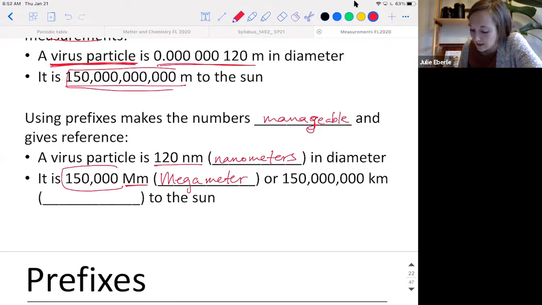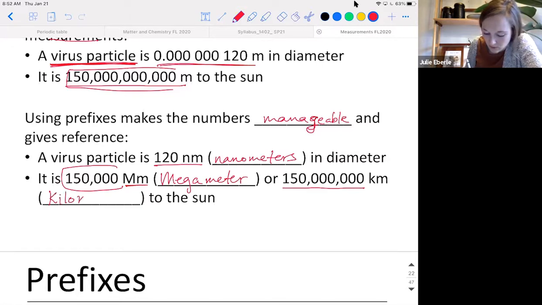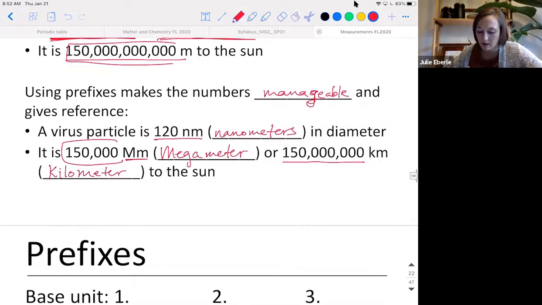Or we could say it's 150 million km. You guys are probably familiar with km. That's a kilometer or kilometer. Say it either way, to the sun. All right, so that's kind of an intro on what prefixes are.